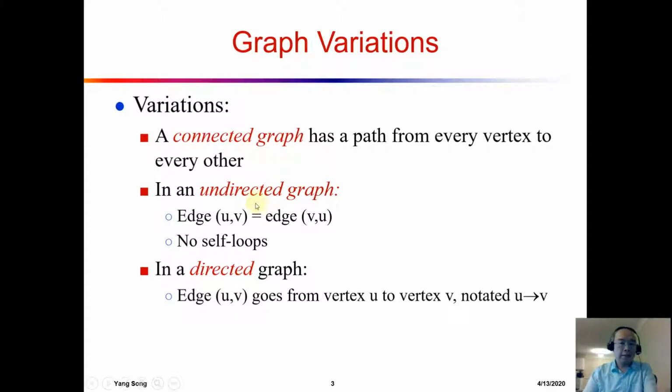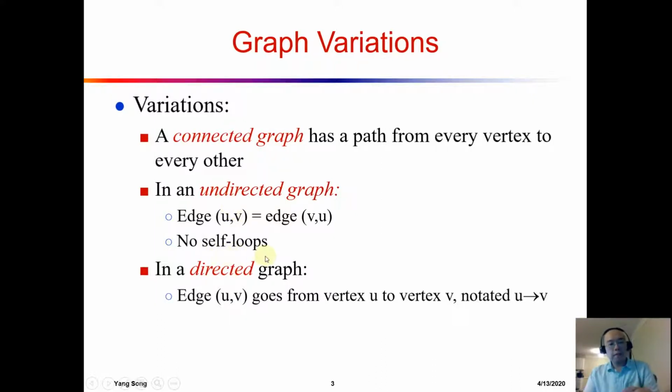The next one is an undirected graph, where the edge between U and V is the same as the edge from V to U. If we pick a U and a V, there is only one path between them, and it is undirected. It doesn't matter whether you go from U to V or from V to U, that is the same path. Also remember, for the undirected graph, there are no self loops.